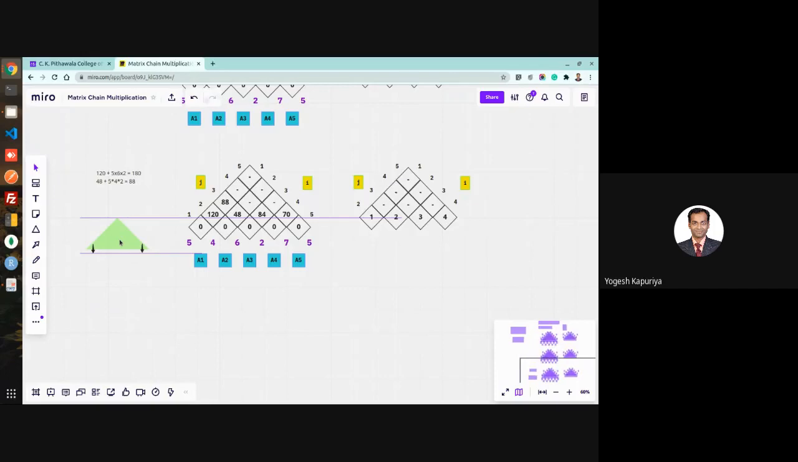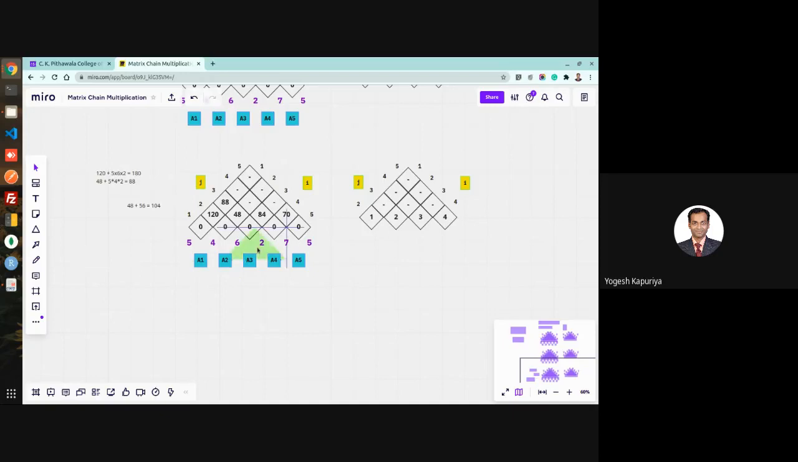So similarly, you can do it for every other cell. For example, if you are interested in this value, then one option is this. So you have 4 cross 2 matrix, that means the result of A2, A3. So that means 48 plus 4 into 2 into 7. 4 into 2 is 8, into 7 is 56. So 48 plus 56. So that is one option. Okay. That will turn out 104.